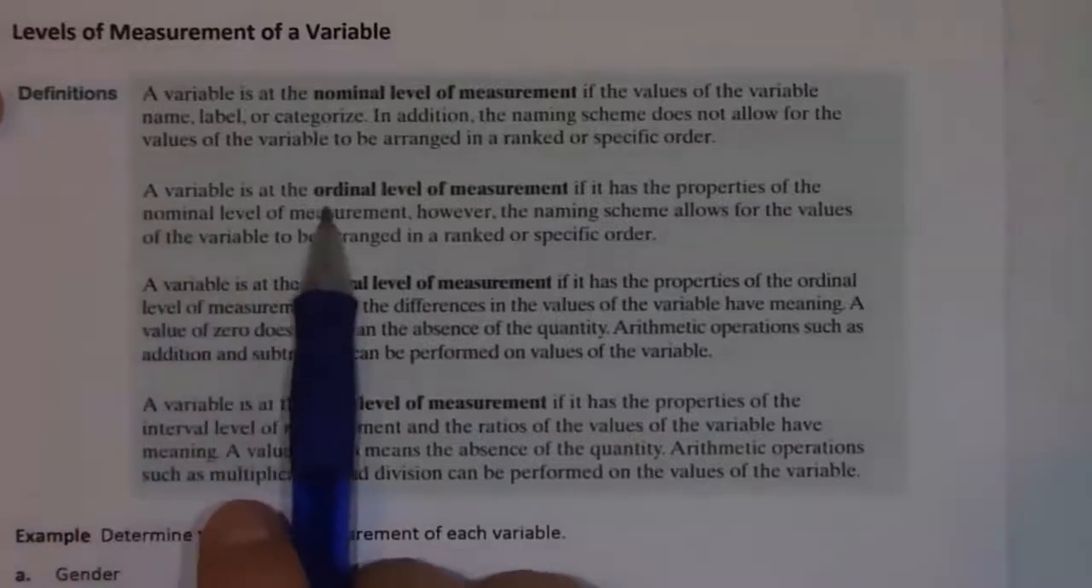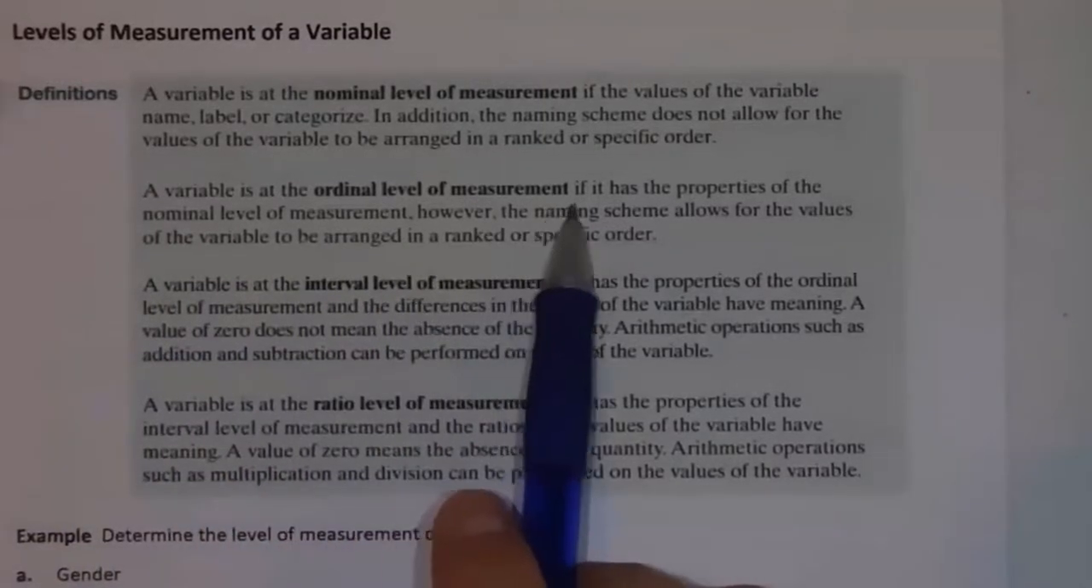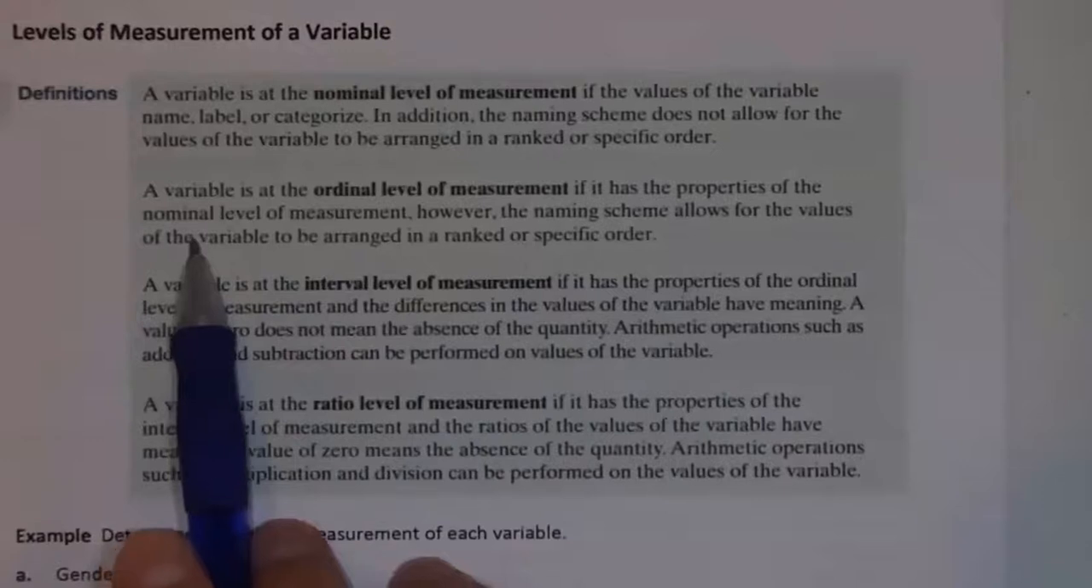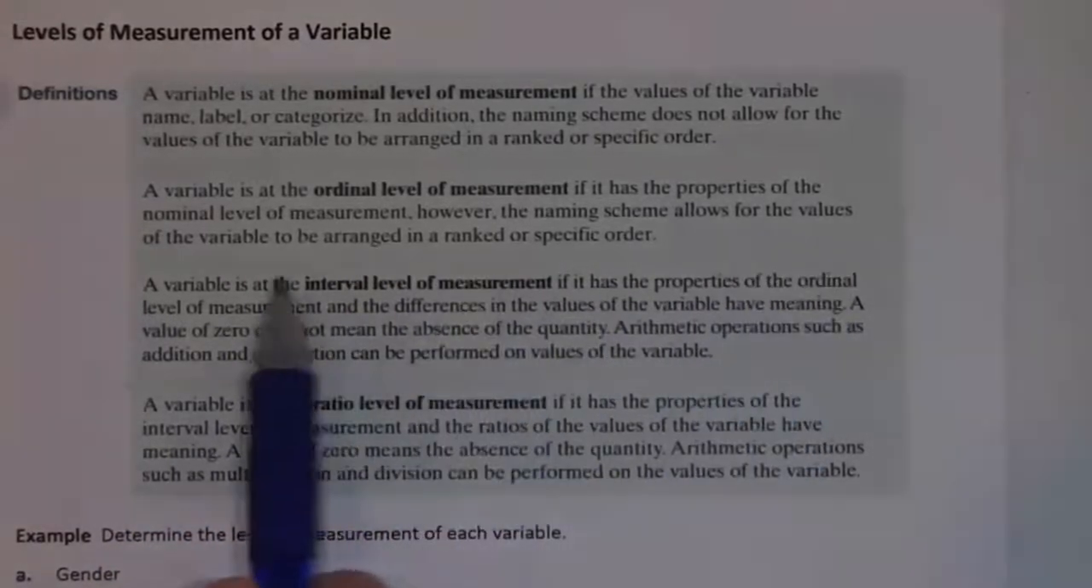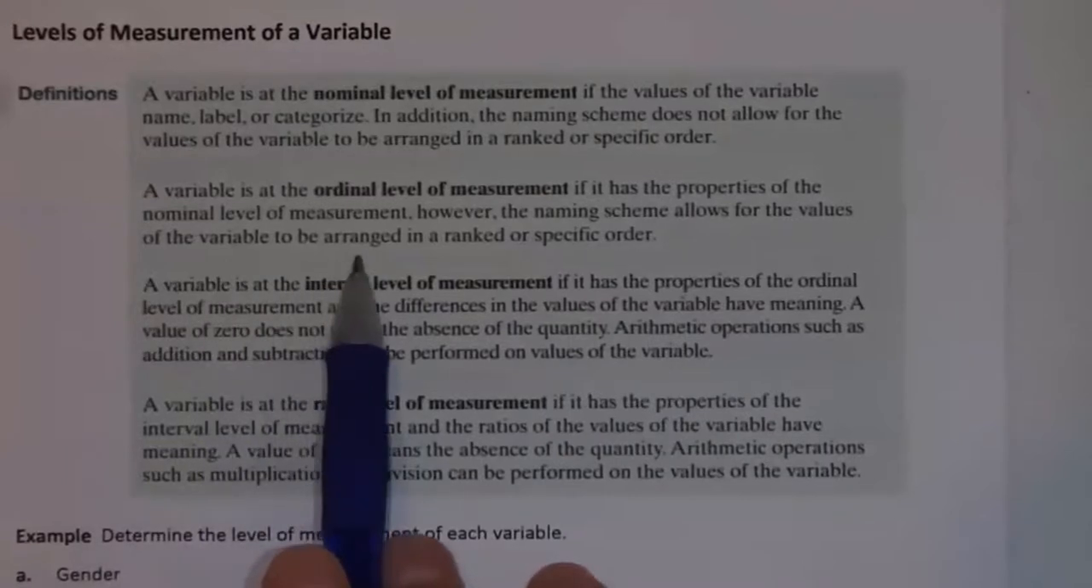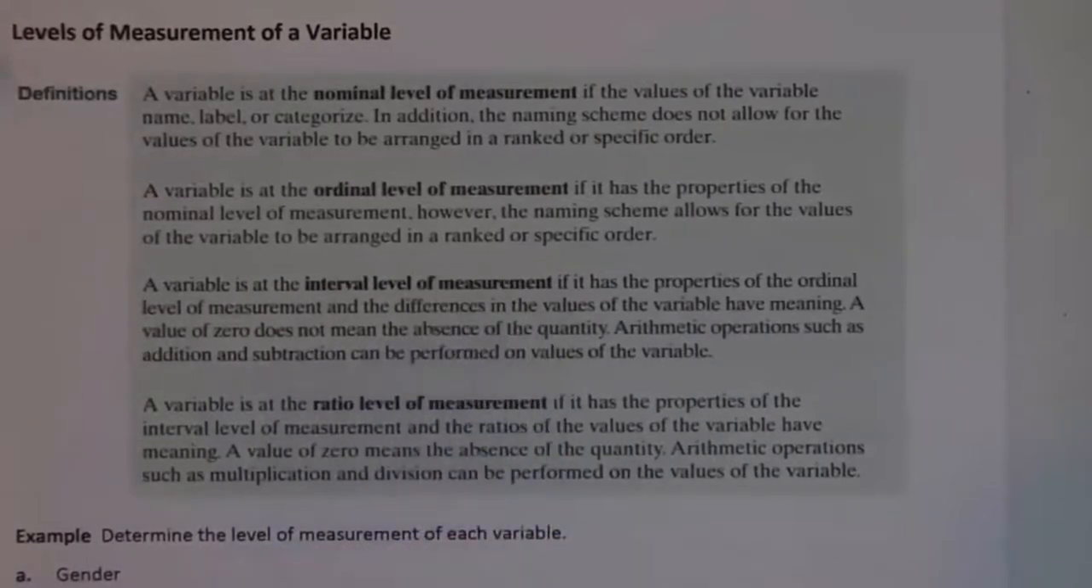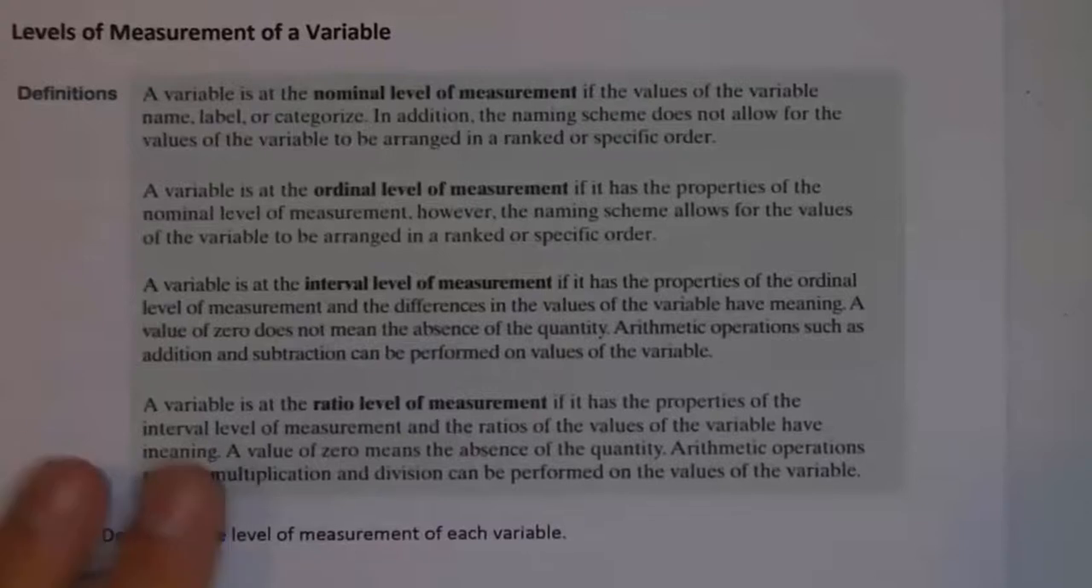A variable is at the ordinal level of measurement if it has the properties of the nominal level of measurement. However, the naming scheme allows for the values of the variable to be arranged in a ranked or specific order. And I'll talk about the interval and ratio in just a minute. So again, these are called levels of measurement.